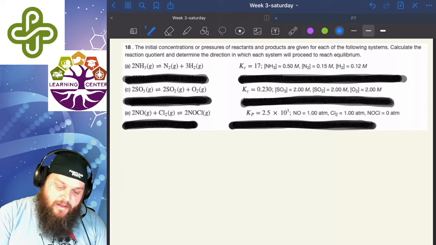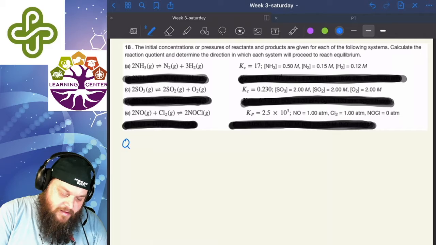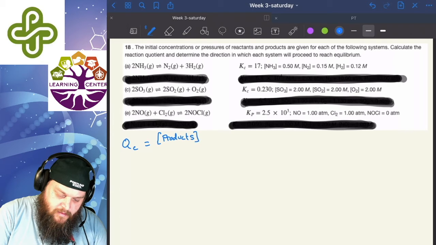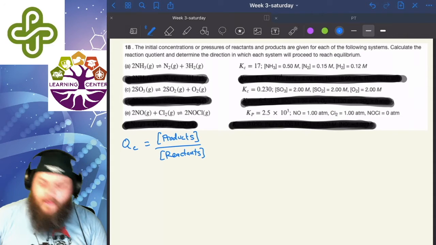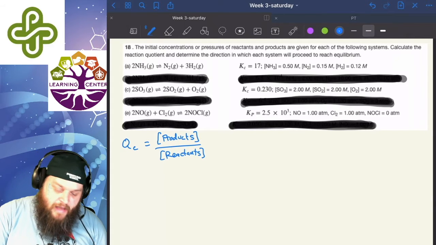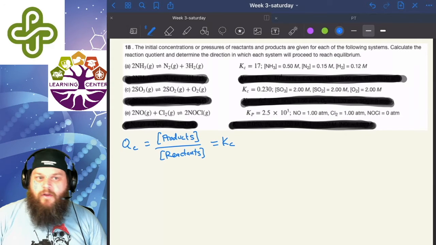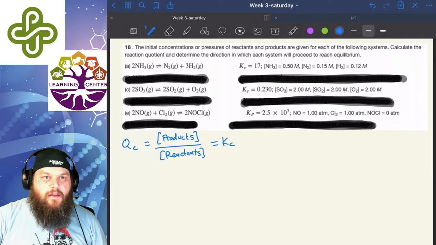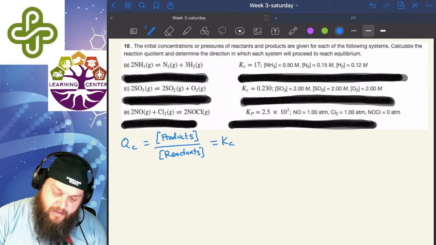And we can calculate the reaction quotient, so in this case Qc would be equal to the concentration of the products divided by the concentration of the reactants. That's the general idea of what we're going to look at. At equilibrium, this is equal to Kc. If we're not at equilibrium, Q varies a little bit. So let's set a few ground rules here.